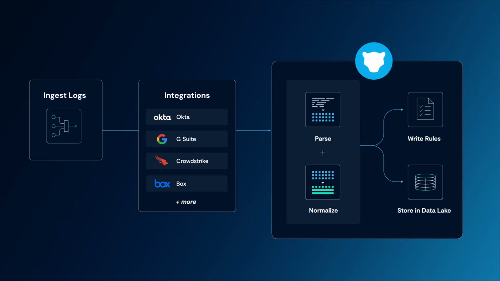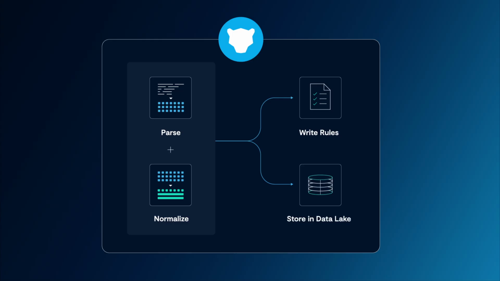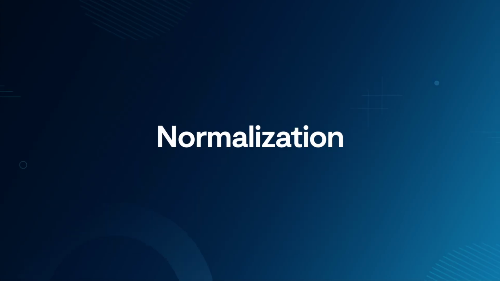Panther also includes integrations that read directly from APIs like Okta, G Suite, CrowdStrike, and Box. With these direct API integrations, Panther will normalize and parse your logs to convert the raw data into a structure that enables us to write rules and then store structured data into the data lake backend. Let's look at a specific example in more detail.